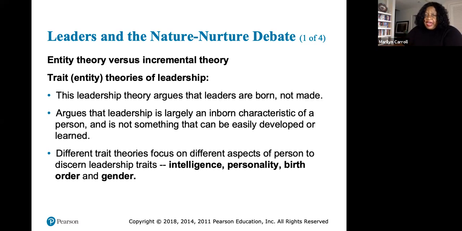As a matter of fact, I went through school, studied leadership, and I went all the way up to the highest level of education you could possibly obtain in order to understand leadership and the functions and how one must react to it. So different trait theories focus on different aspects of the person to discern leadership traits. There's intelligence, there's personality, there's birth order, and there's gender. I am the firstborn in my family. I'm the female. My intellectual level is quite high because I've worked on it, maybe because I was naturally born with some things, but I do have a personality.